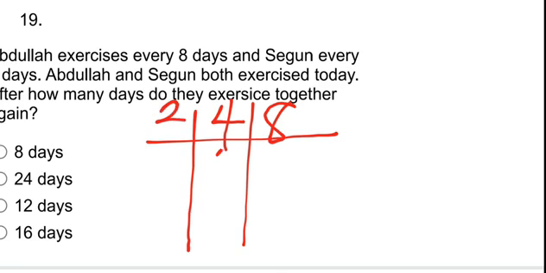So 2 can go 2, 4, 2. So which means, since 4 can go into 8, the answer will be 8 days. In 8 days, they are going to exercise together. So that is that one. So the last one.